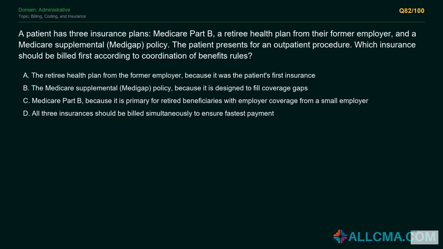Option A. The retiree health plan from the former employer, because it was the patient's first insurance. Option B. The Medicare supplemental, Medigap, policy, because it is designed to fill coverage gaps. Option C, Medicare Part B, because it is primary for retired beneficiaries with employer coverage from a small employer. Option D, all three insurances should be billed simultaneously to ensure fastest payment.